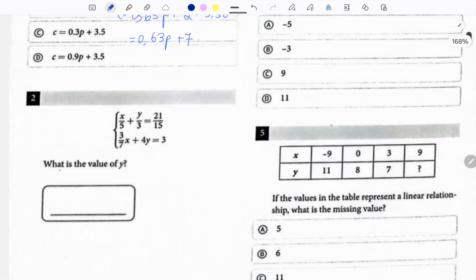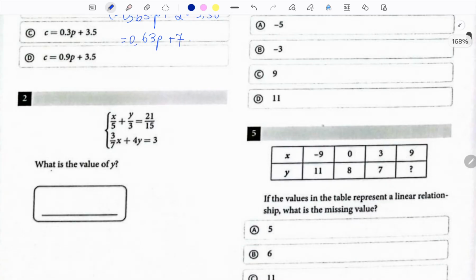The next question, what's the value of y? We see the system of the equations and we must solve it to find the value of the y. And if we look at the system of these equations, the coefficients of the variables x and y are the fractional numbers and it makes difficult to work on them. That's why let's try clear these fractions.